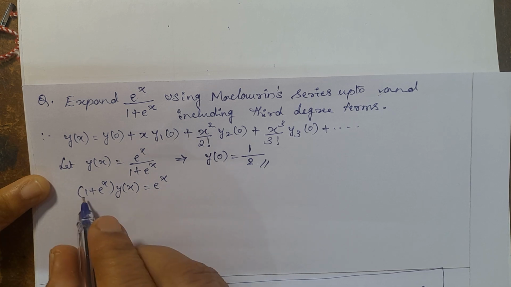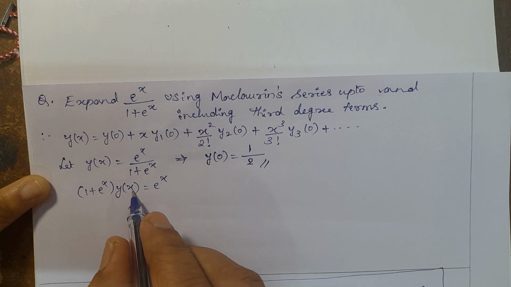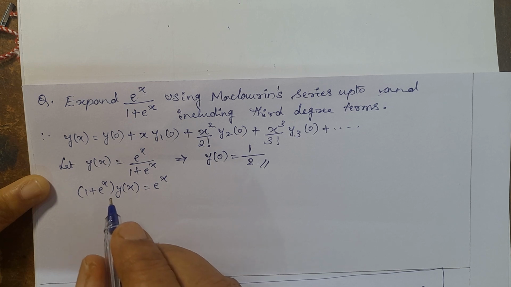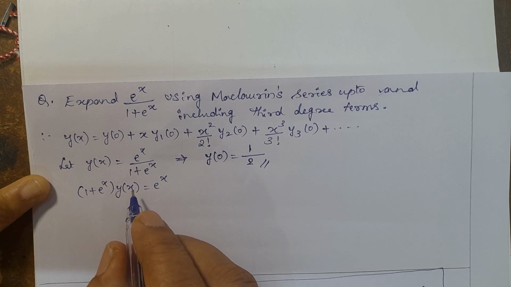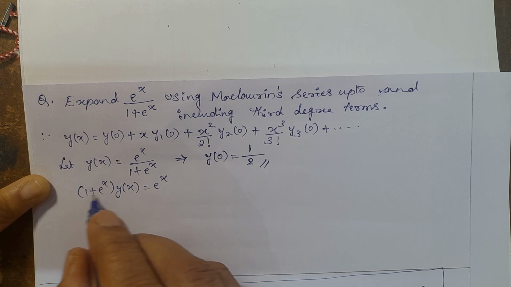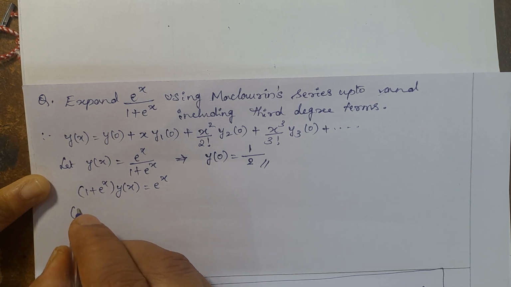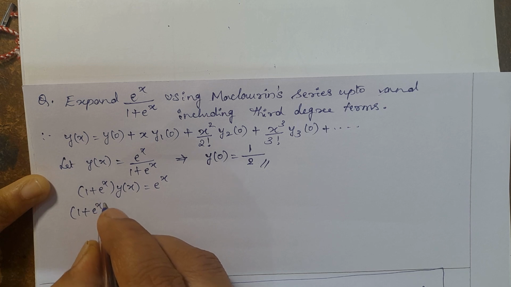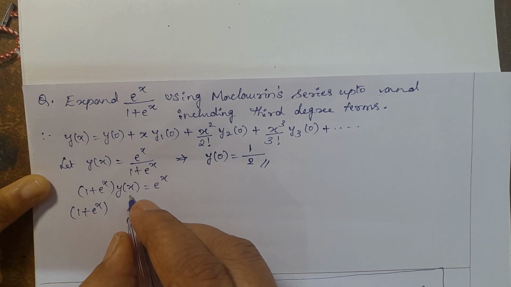So, this is product rule. This is first function. Now, this is the second function. So, product rule is first function into differentiation of second function plus second function into differentiation of the first function. So first function as it is, 1 plus e power of x. Next to second function, differentiate.